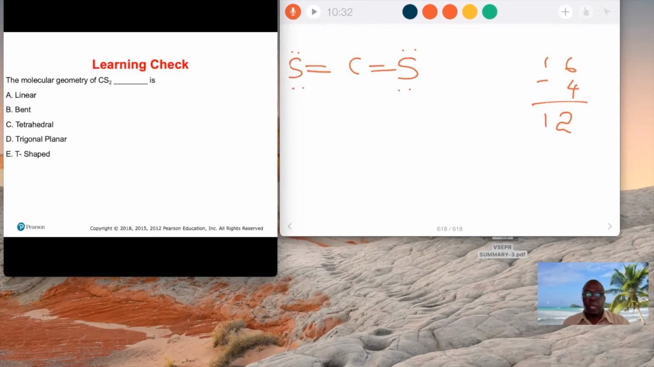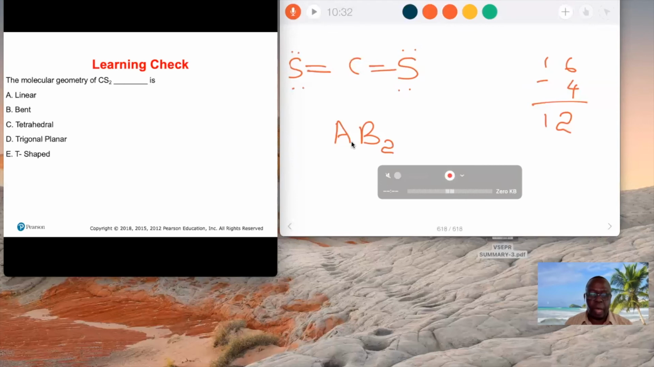So once the central atom satisfies the octet rule and you have the Lewis structure, that is when you can come back here and say, here we are talking about the molecular geometry. It is AX2. I don't see any lone pair on the central atom from what I have done, I don't see any lone pair on the central atom.